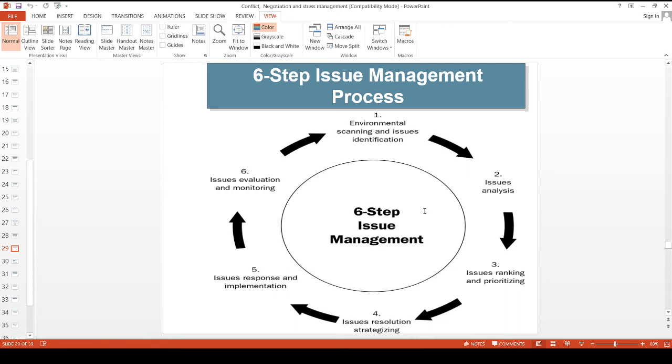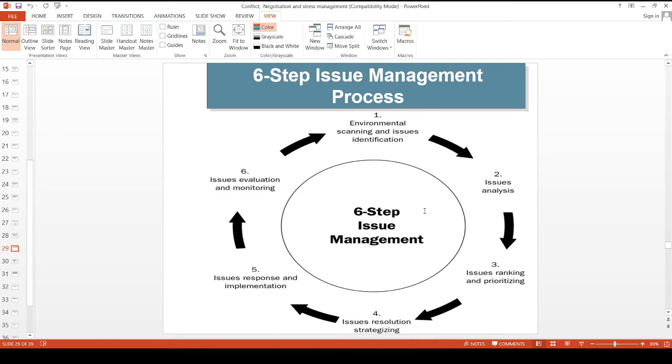Because environmental scanning is so important, you have to identify the environments, and these environmental forces will help you identify the important issues which may arise in the future. It will guide you about the SWOT, strengths, weaknesses, opportunities, and threats for the organizations. So environmental scanning is the first step in order to identify a particular issue.